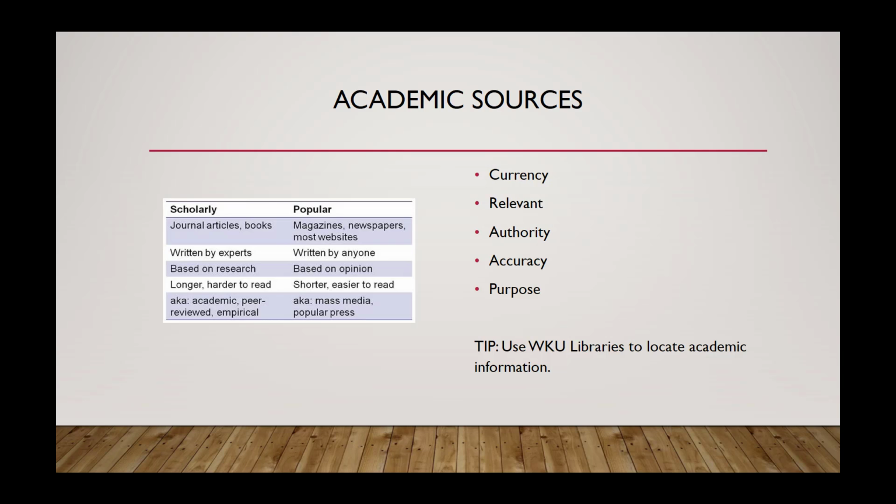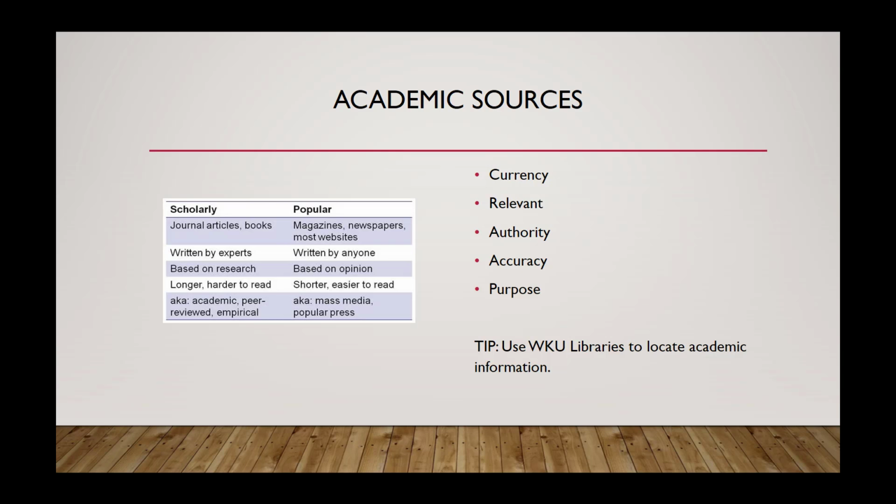Also, if you're unclear about what the source is, you can always look over here on the right hand side: currency, relevance, authority, accuracy, purpose. This is an acronym for what we would say CRAP. So when we look at currency, we're looking at, is it current? Current meaning most recent. That means it's probably going to have the most up-to-date information, but it does not necessarily have to be the most current article. For instance, if you're doing historical research, then you may need something from the specific time period.